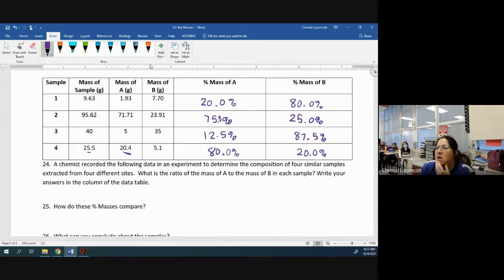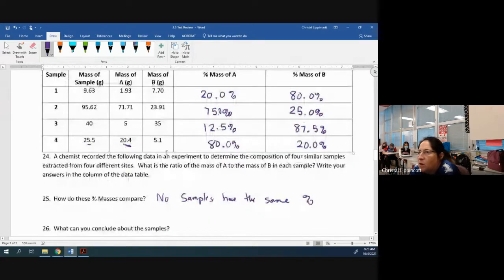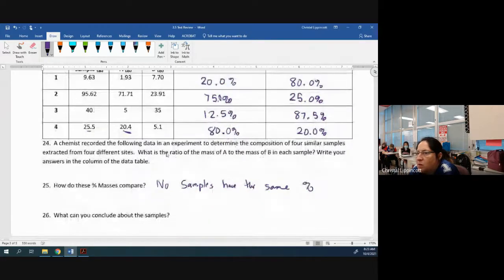All right. They were asking here, what is the ratio of A to B in each sample? So we did that over here. What do these percent masses, how do they compare? Are any of these the same? No. So no samples have the same percentage. Okay, so what can we conclude about the samples? They are not the same substances.